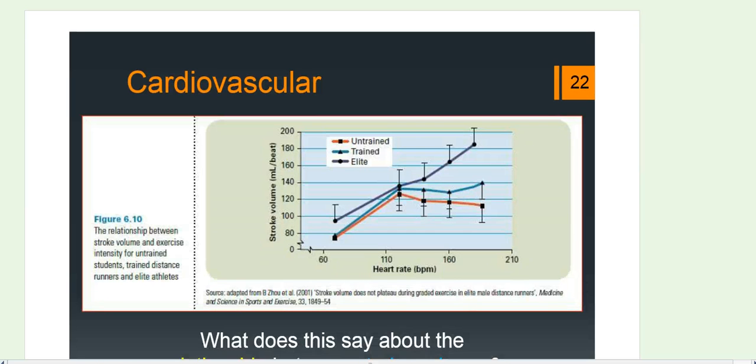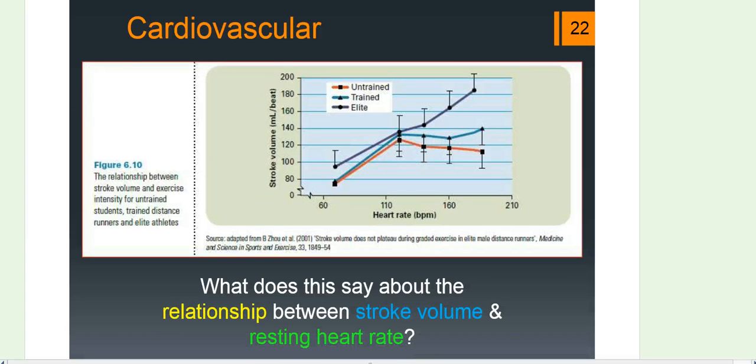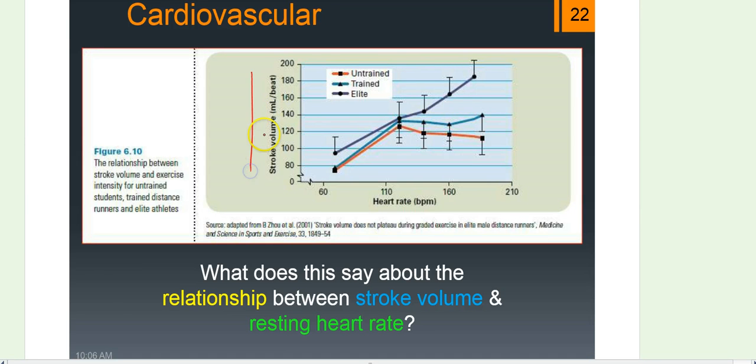So this is now mapping stroke volume versus heart rate. So stroke volume's here, heart rate down here. If we were looking at this, for example 65 beats per minute, the stroke volume for trained or untrained athletes is just under 80 mL per beat. For our elite athlete, it's sitting up at around about 95.